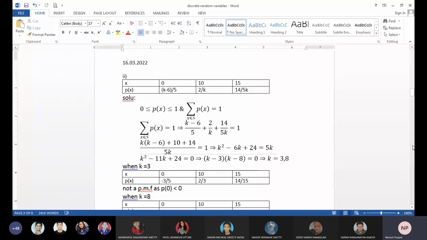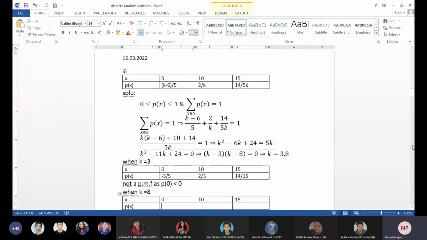Correct? So it is not a probability mass function because p of 0 is less than 0, and for p of x to be a probability mass function, your p of x has to be between 0 and 1. Right? P of x has to be between 0 and 1. But here a negative is coming. So it is not a probability mass function. So when k is 3, p of x is not a probability mass function.